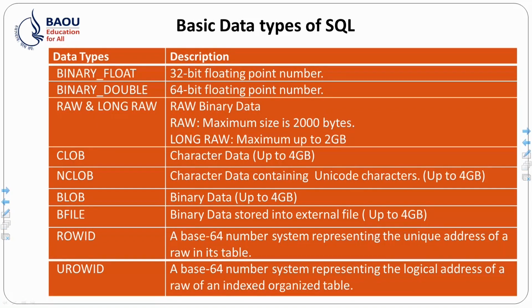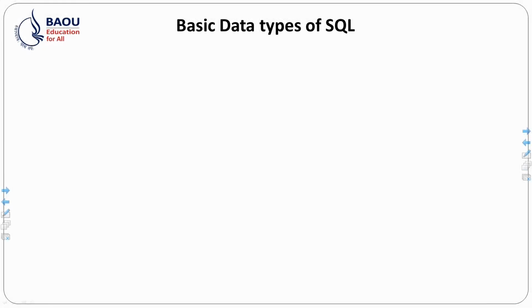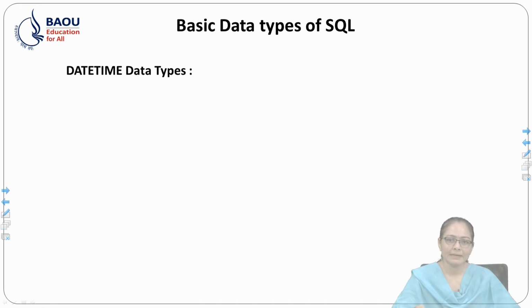ROWID is a base 64 number system representing the unique address of a row in its table. Now UROWID is a base 64 number system representing the logical address of a row of an index organized table. Now the next one is the date and time data types.